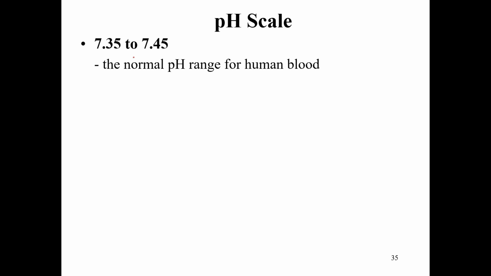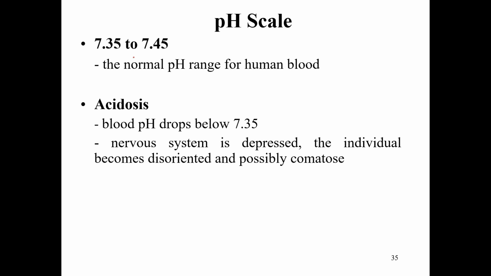This is the normal pH range for human blood, 7.35 to 7.45. Human blood is buffered, meaning it can resist changes in pH. Acidosis happens when the blood pH drops below 7.35. This is what happens: the nervous system is depressed, and the individual becomes disoriented and possibly comatose.